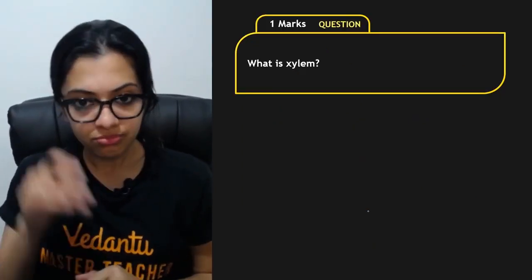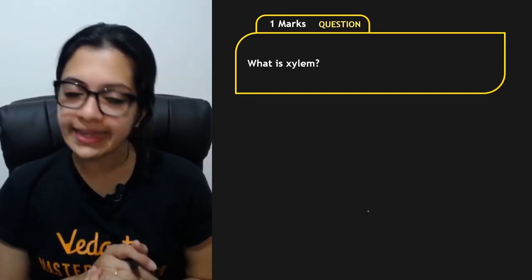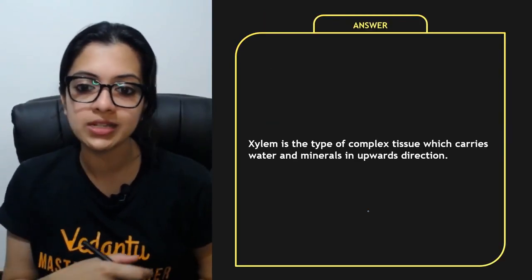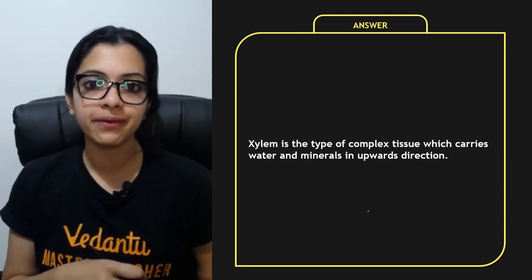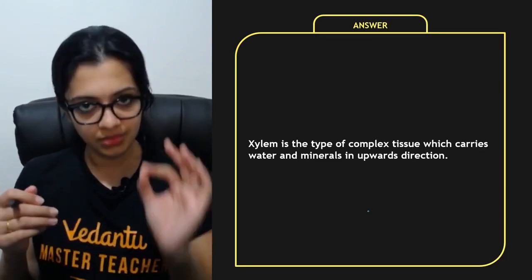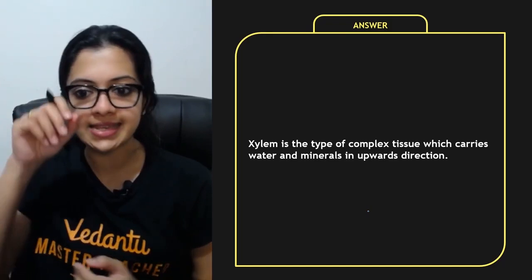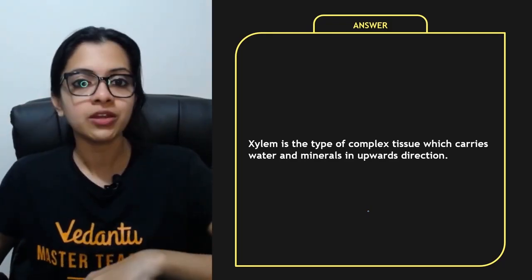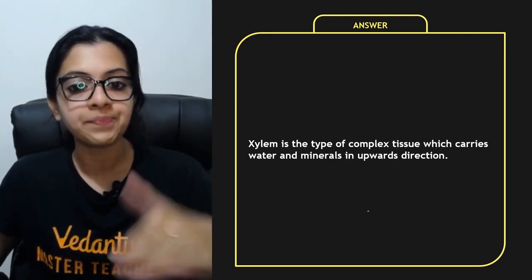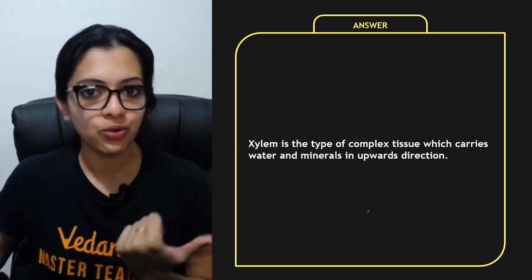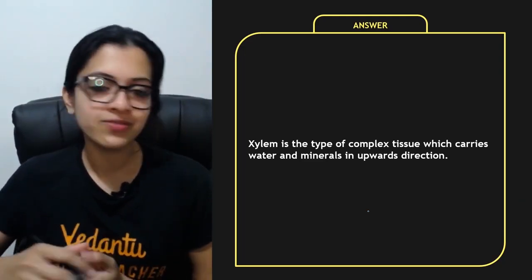All right. Now, what is xylem? Well, we've seen what is phloem. Xylem would be a type of complex permanent tissue which carries water and minerals in the upward direction from the roots to the upper parts of the plant body. It would be the xylem that transports water and dissolved minerals.